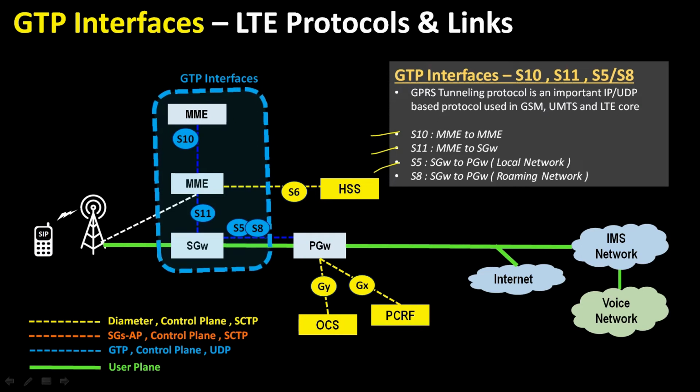The last one is S5, S8. The S5 interface provides user plane tunneling management between the S gateway and P gateway. This is based on the GTP protocol and is responsible for both control and user plane. S5 is internal to the network, whereas S8 is used for roaming scenarios. For example, a guy from USA goes to Japan. There is an S8 link which is created between a Japan S gateway and the USA P gateway.